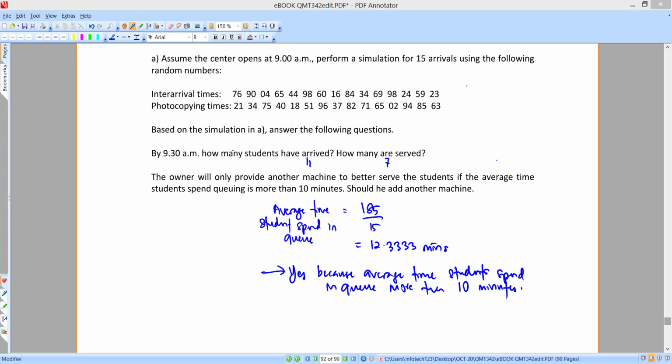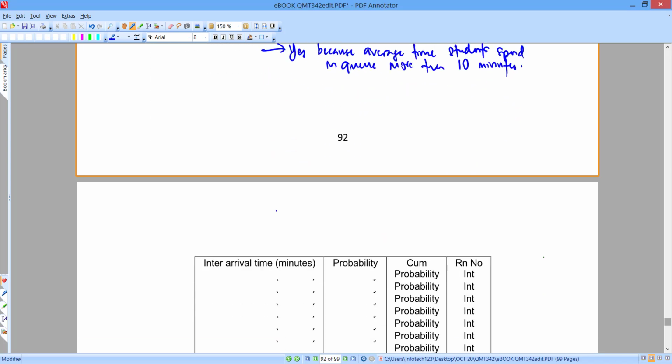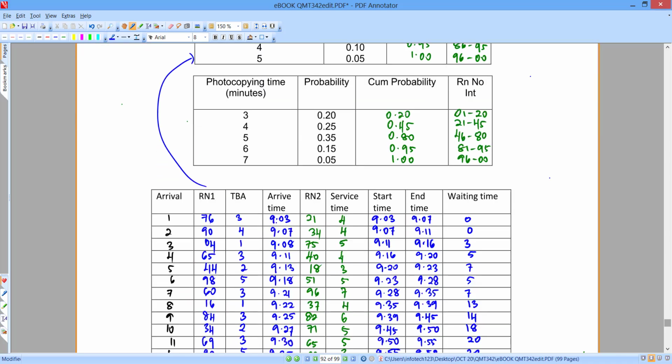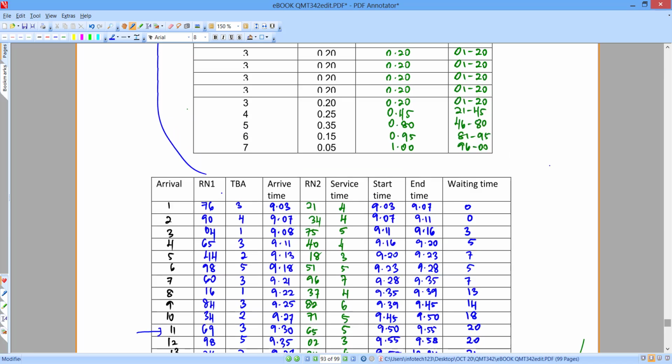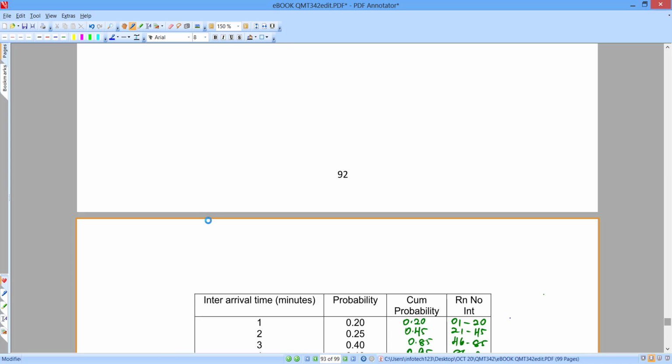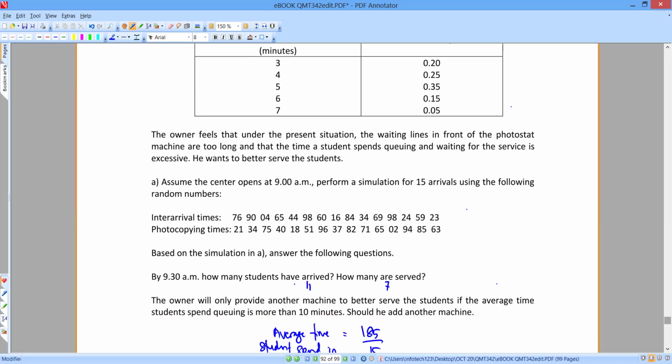So after we simulate, we have to answer these questions. By 9:30 a.m., how many students have arrived? So you count. By 9:30 a.m., look at your table. Arrival by 9:30, how many students have arrived? So we basically have 11 students here. By arrival time 9:30 we managed to fit in 11 students. So your answer is 11 arrivals or 11 students.